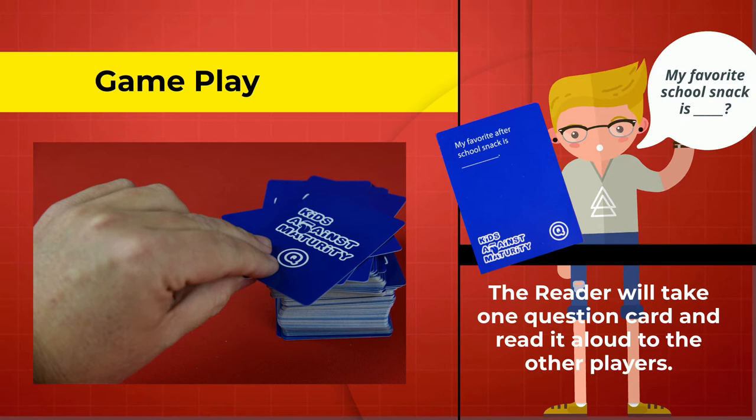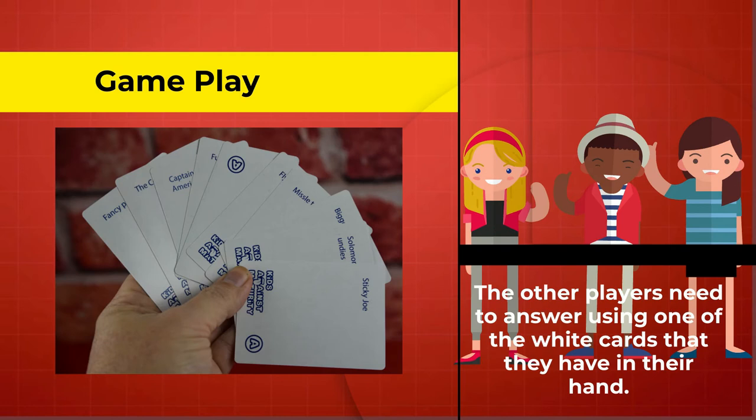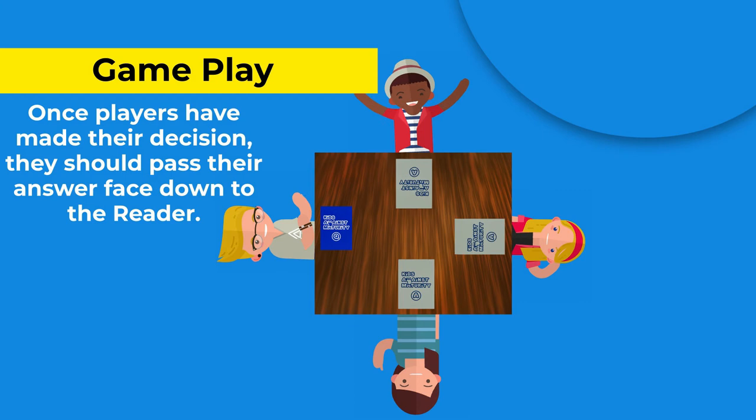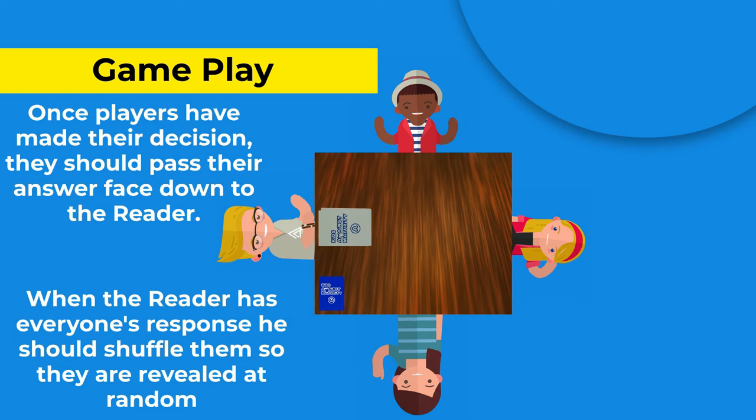The reader will now take one of the blue question cards and read it aloud for the whole group to hear. The other players need to answer the question or fill in the blanks by choosing one of the cards in their hand. They are trying to choose the answer that will have the funniest response. Once they have selected their card, they should pass it face down to the reader. Once the reader receives everyone's response, they should shuffle the responses in order to reveal them at random.